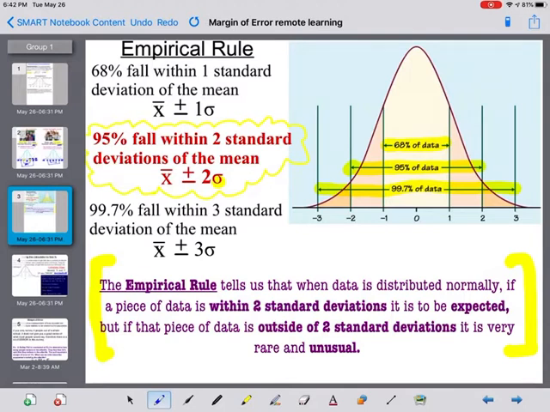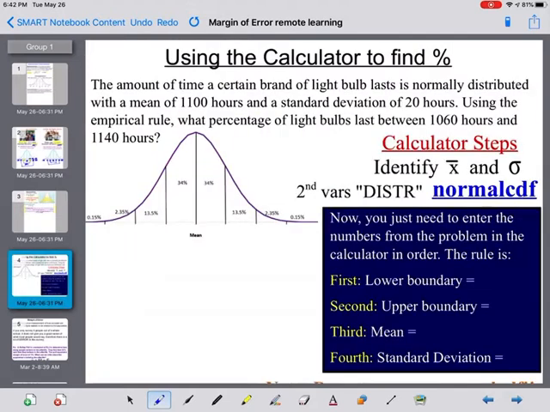Everything on this page is super important, write it down. Okay, now we're going to learn how to use the calculator to actually do problems with this. What does it actually look like? So let's read the problem.